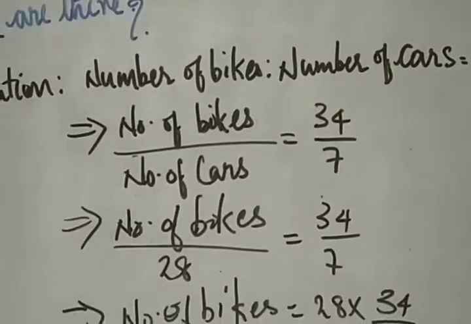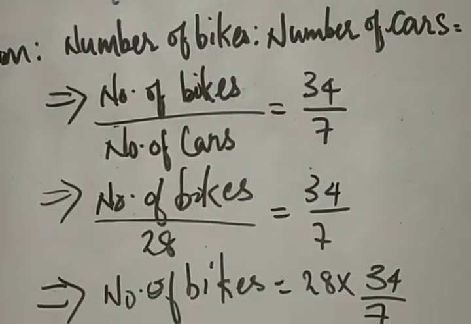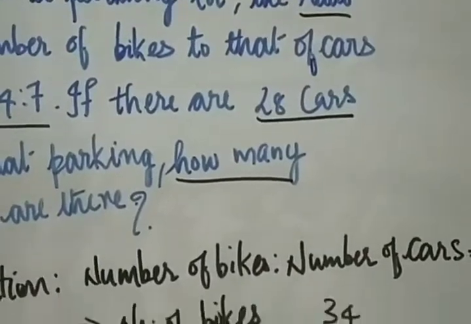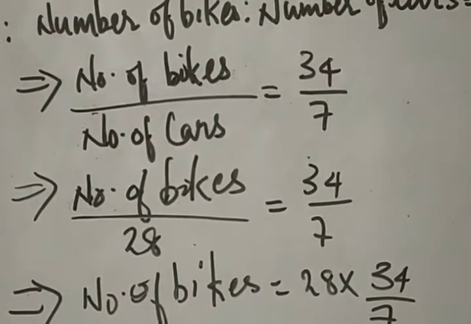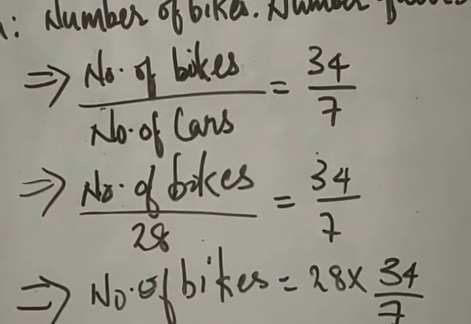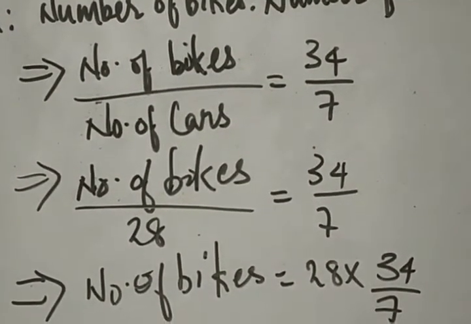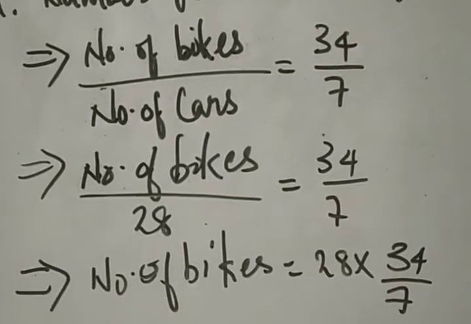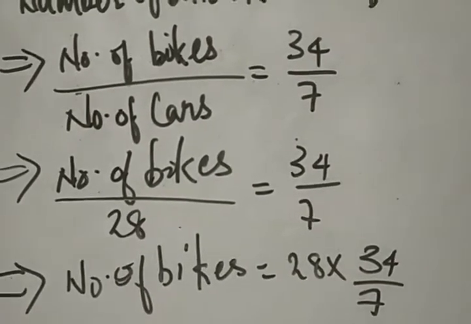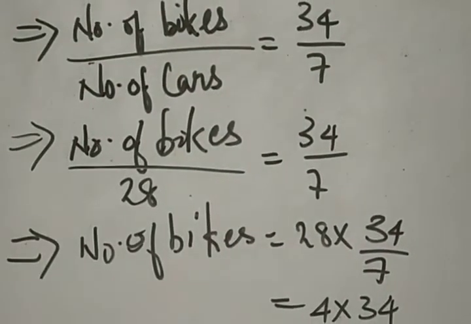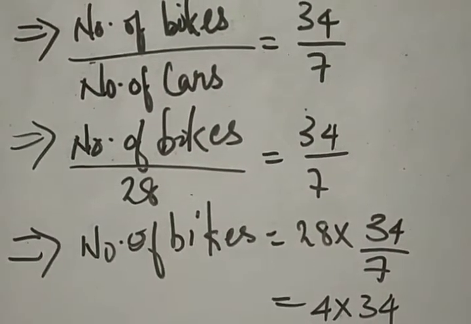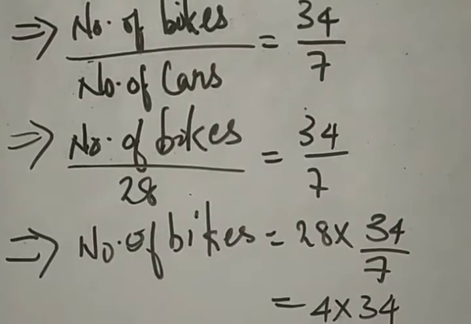Now it is given that number of cars is equal to 28. So I am substituting 28 here in the place of number of cars. So this will become number of bikes divided by 28, since the number of cars is given as 28, and that is equal to 34 divided by 7. So we got an equation now, and from this equation we can find out the number of bikes.